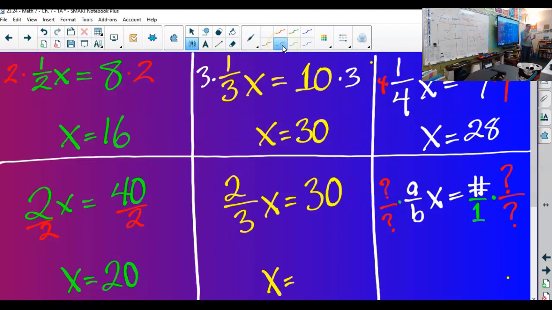I need everybody's eyes up here, probably both of them. If your eyes are going different directions, that's not a good thing.